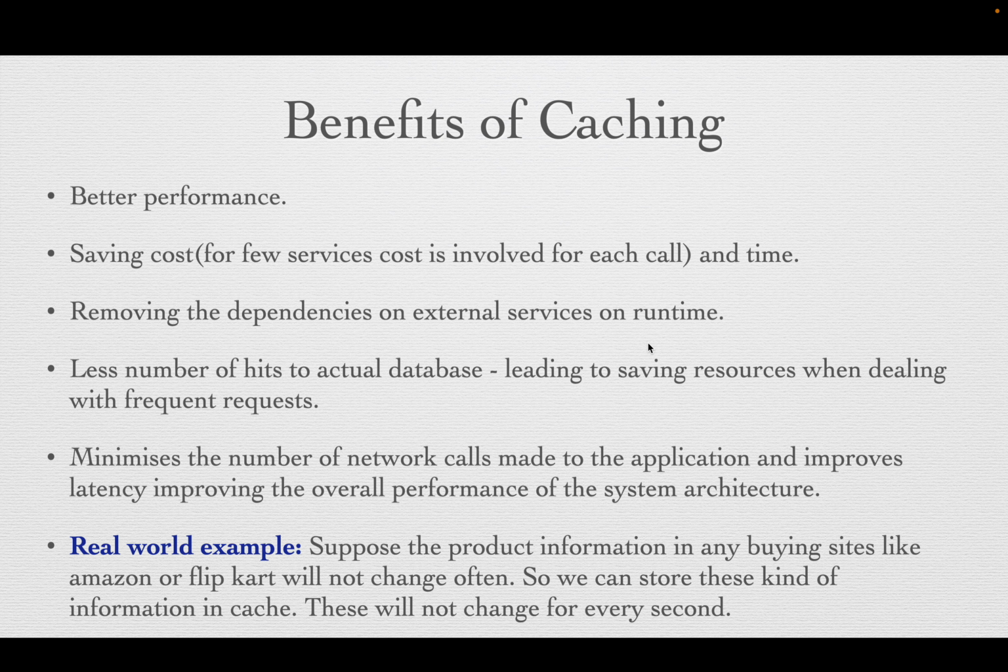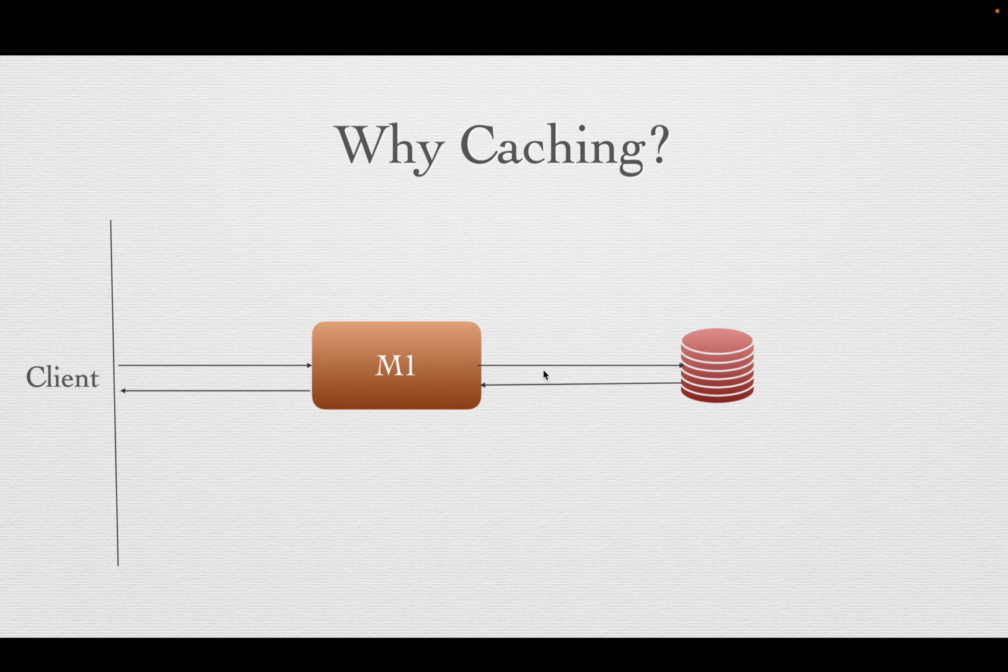So I may get the data from the database or from the external services, so I can remove that dependency on the external services during runtime. Suppose I have a microservice M2 and it is going to hit microservice M2 to retrieve some information. The response from the microservice M2, I can store it in the cache. So why do I need to store it in the cache?